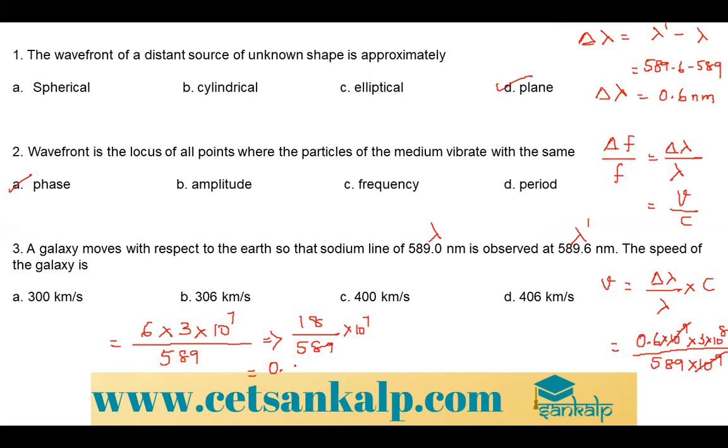So 0.0305, so 1, 2, 3, 4, so 3055 into 10 to the power 7 becomes 3 meter per second, but 10 to the power 3 can be written as kilo, right? So 305 kilometer per second.